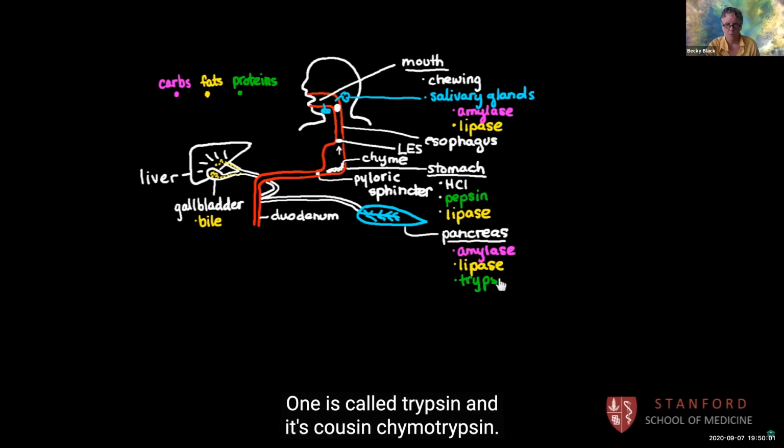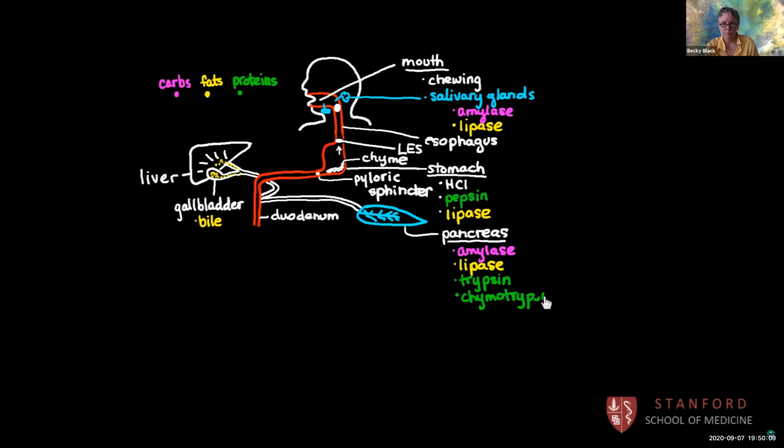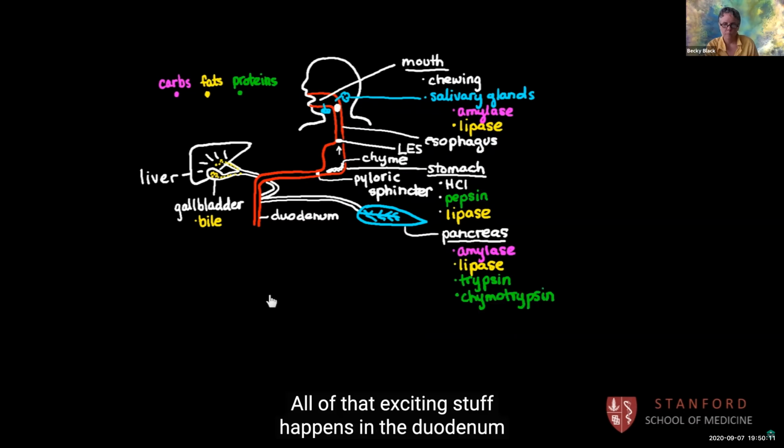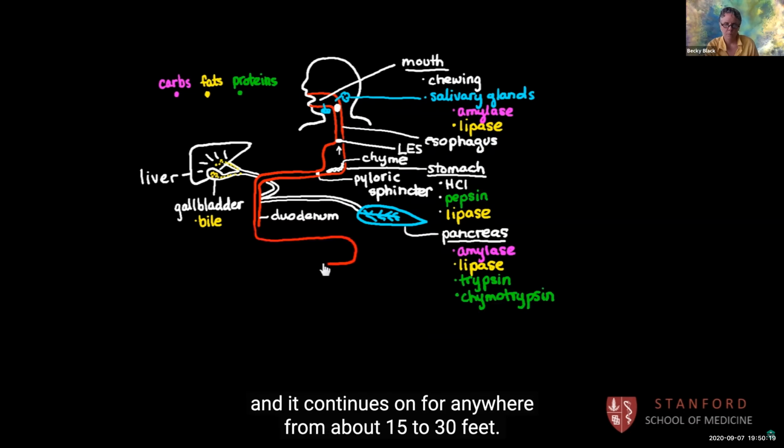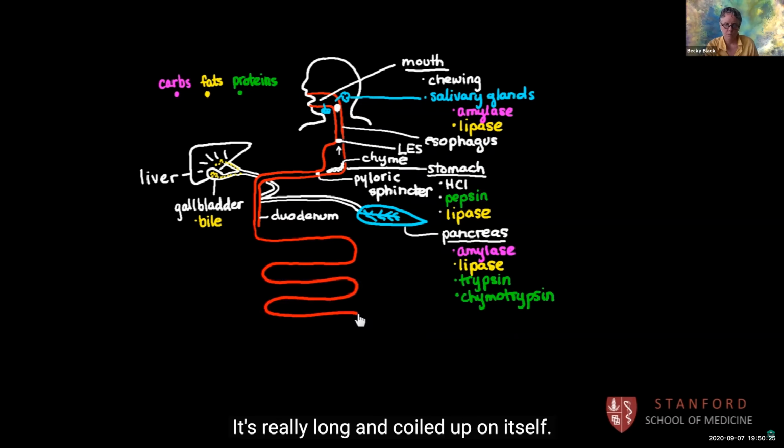One is called trypsin, and its cousin, chymotrypsin. So all of that exciting stuff happens in the duodenum. And after that, the small intestine continues. And it continues on for anywhere from about 15 to 30 feet. So it's really long and coiled up on itself.